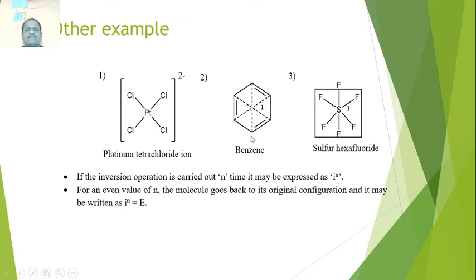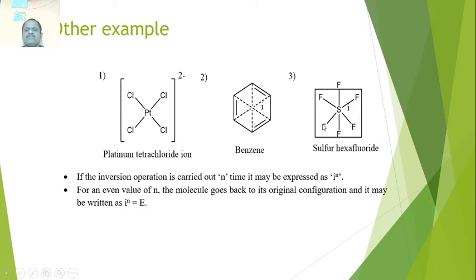Also in benzene you can see, let's say this is a CH group, this is another CH group, so they are exactly opposite to each other at this point. Same for this carbon atom, CH group also. That's why benzene has a center of symmetry. Even sulfur hexafluoride also, two fluorine atoms are exactly opposite through this point.